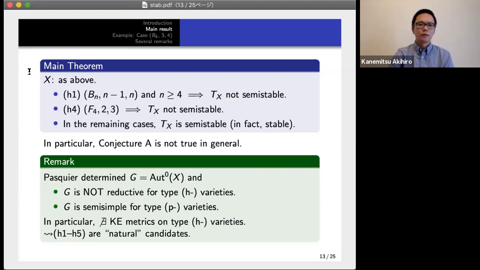And okay, in the remaining minutes, I'd like to explain the proof by choosing one example, the case B434, the case H1 with n equal to 4. But before going into this particular example, let me briefly explain the general strategy of the proof.